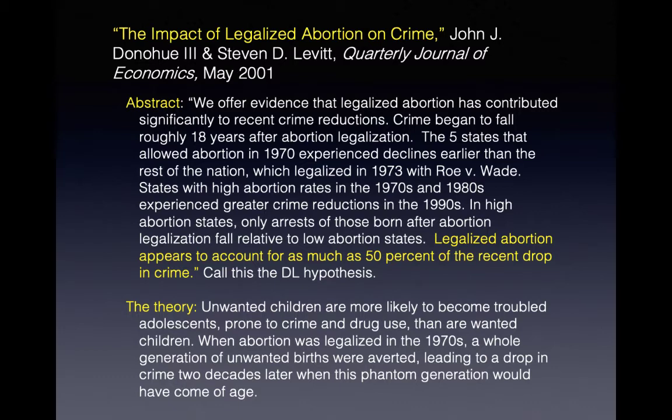who were not given the advantages of the rest of us. These are kids who lived in high crime areas. So we've got a whole lot of kids not born who otherwise would have been born and responsible for at least 50% of the crime rate increase, which never materialized. So this led to a drop in crime 2 decades later when this phantom generation would otherwise have come of age.